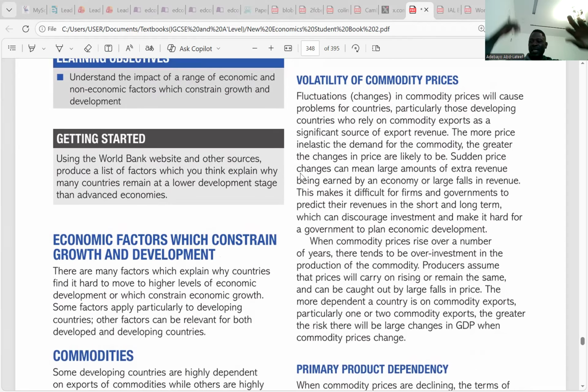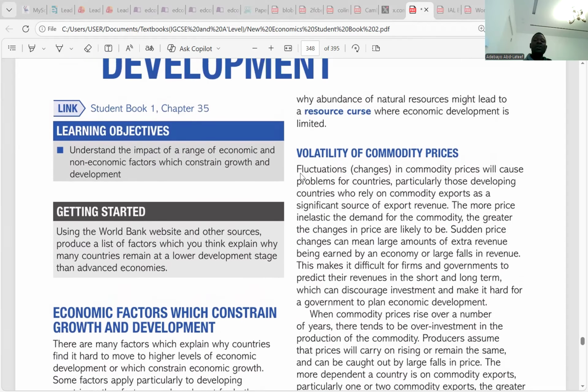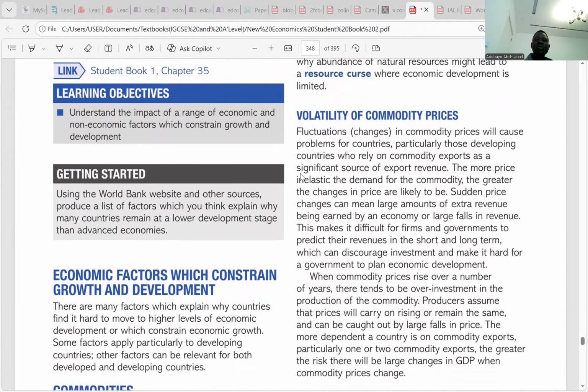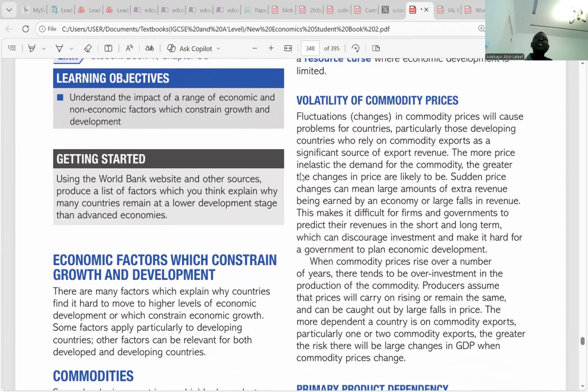So another factor that hinders the growth or development of an economy is volatility of commodity prices. Fluctuations in commodity prices will cause problems for countries, particularly those developing countries who rely on commodity exports as a significant source of export revenue. The more price inelastic the demand for the commodity, the greater the changes in price are likely to be. Sudden price changes can mean large amounts of extra revenue being earned by an economy or large falls in revenue.